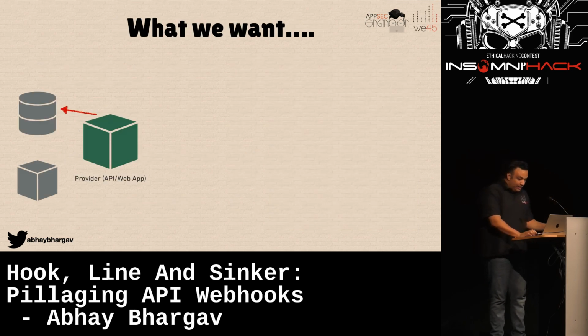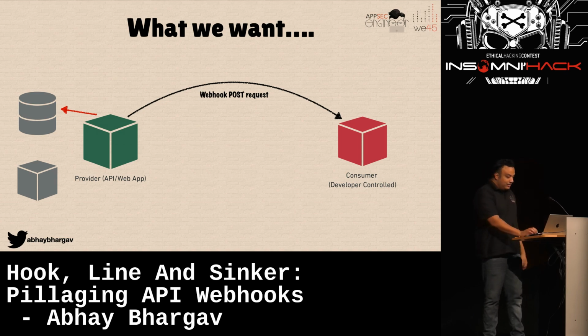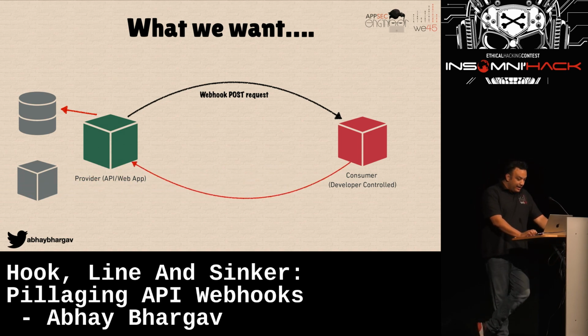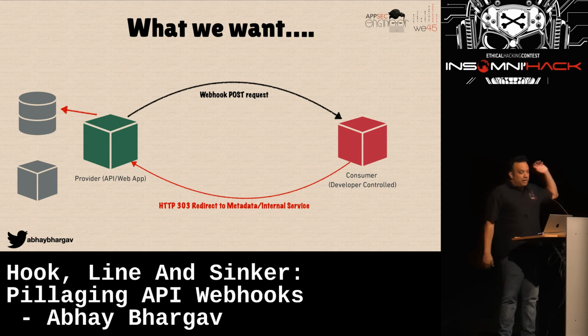So what we want is this. We've already seen how it works. It's going to make a POST request to our consumer. Our consumer says, hey, you know what? 303 redirect to 169.254.169.254/metadata/security credentials, blah, blah, blah. And then this says, okay, I'm going to call that. It'll receive that GET request.